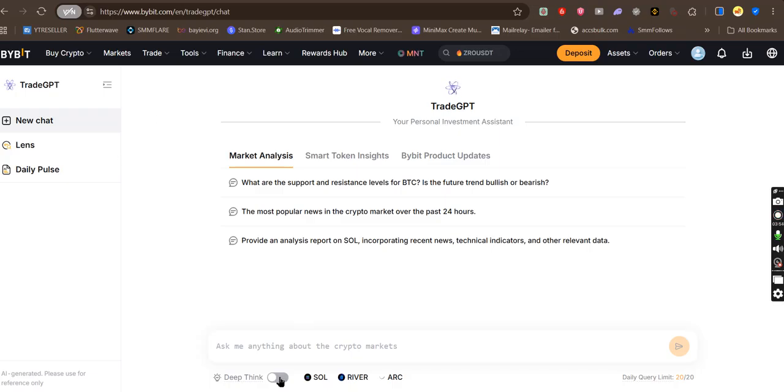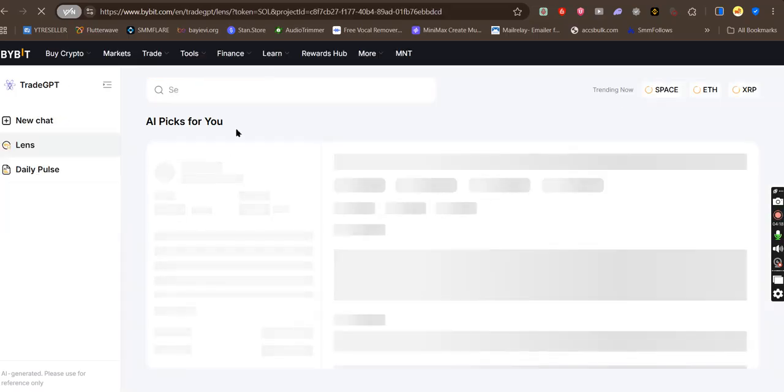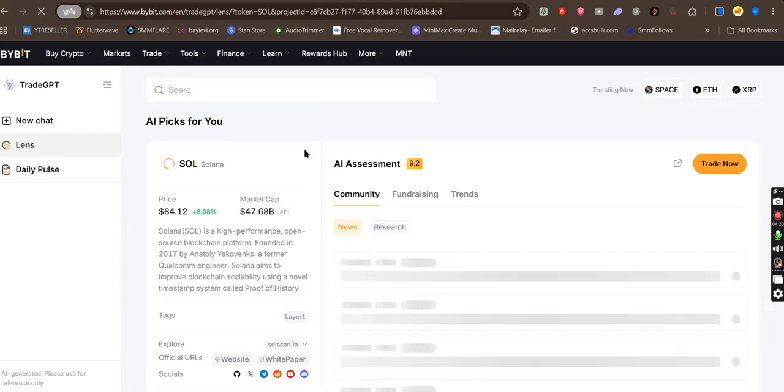Let's also check the Deep Think feature, where it will go deep into the system and get the information that you're looking for. It says: AI generated, please use for reference only. Take note of that. Then you have the Lens. Let's see what is around the Lens, because the next time I'll be doing a video here, I won't be touching any of these features. I'll go straight to those questions that are right there.